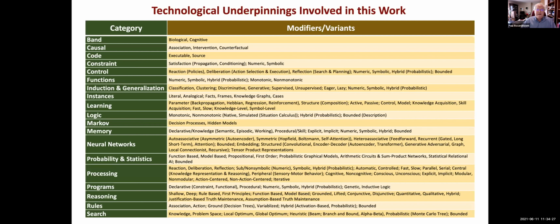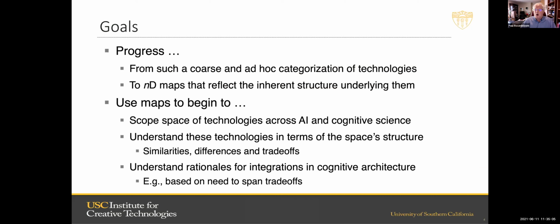So in a sense, the goal of this talk is to progress from such a coarse and ad hoc categorization of technologies to n-dimensional maps that reflect their inherent structure. And then to use those maps to begin to scope out the technologies across AI and cognitive science, to understand them in terms of the structure of the space, similarities and differences among the technologies, trade-offs among them, and so on. And then to start to understand the rationales for integrations in cognitive architectures, for example, in the need to span trade-offs. So again, you'll see resonance from some of the earlier talks in this.